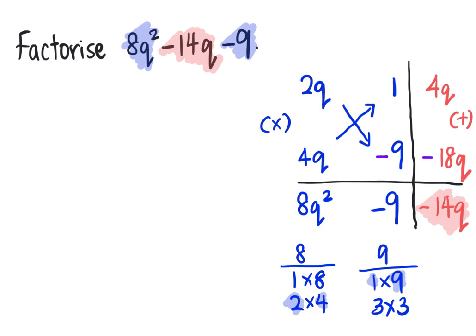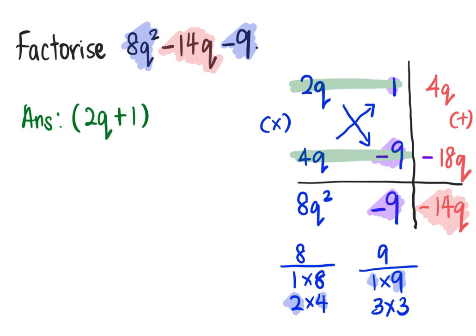And as I compare, 1 multiplied by negative 9, it does give me negative 9. And we have found our answer. Yeah? So the answer for this question would be 2q and positive 1, 4q and negative 9.